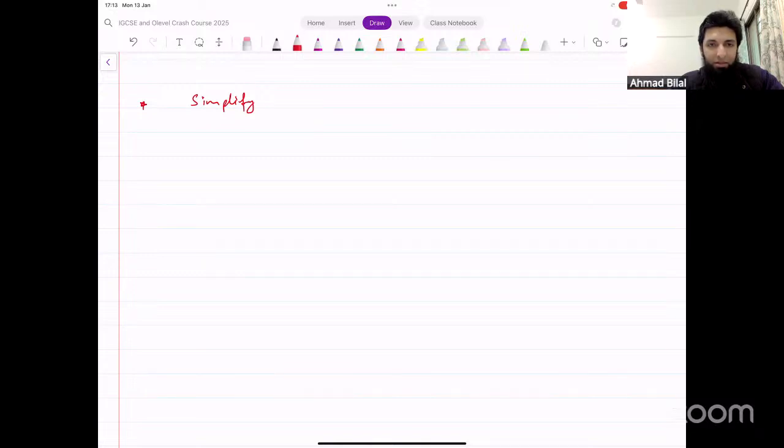Let me actually quickly look for an example on that. Just give me a second. Paper 1, algebra. Okay, I'll just write an example where we have to simplify something.